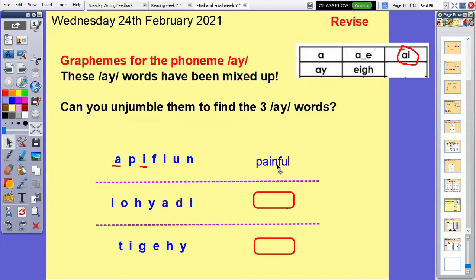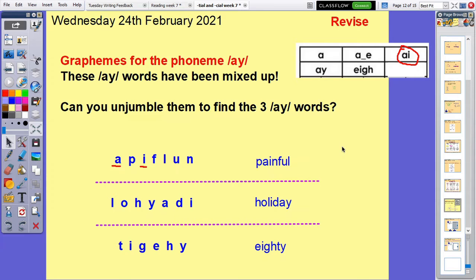The first one was the word painful, and it had the grapheme AI there. The grapheme that was used here for holiday was AY, and the grapheme that was used for this word was EIGH. This is one that we looked at a few weeks ago for eight, and I used that grapheme there. Okay, well done if you managed to get all three, and not to worry if you didn't. It's a bit tricky sometimes doing anagrams.